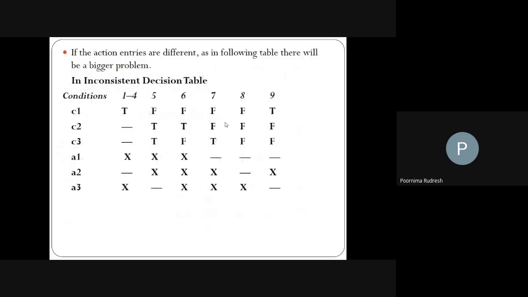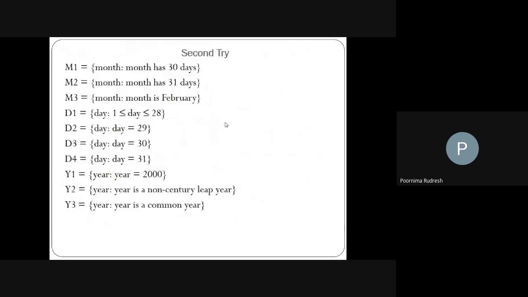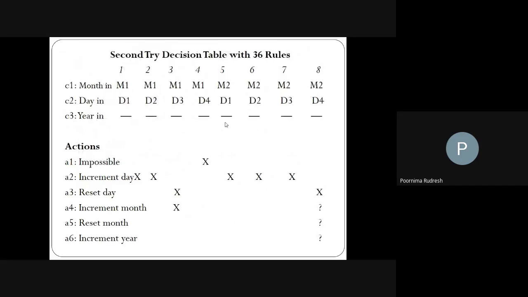Okay, I'll consider directly an example and I'll explain whether it is the impossible case. So in rule 4 we have M1, D4 and the expected output is impossible. So what is the value we defined for M1? M1 is equal to 30 days. So that is what we defined here.